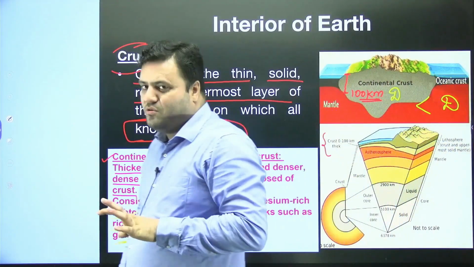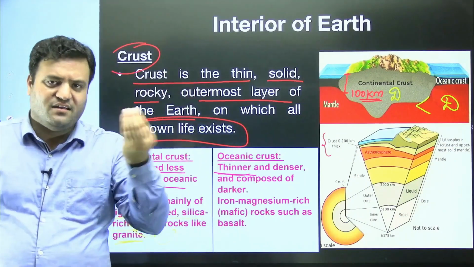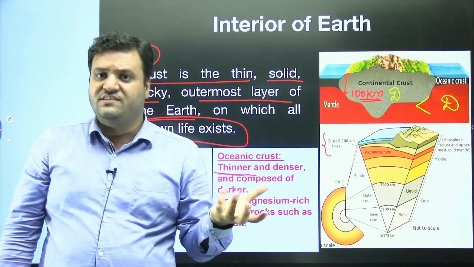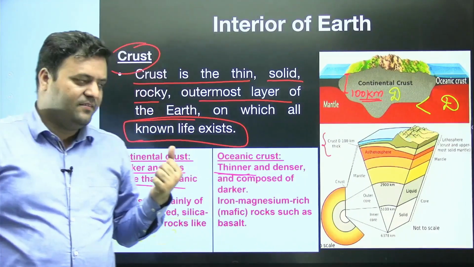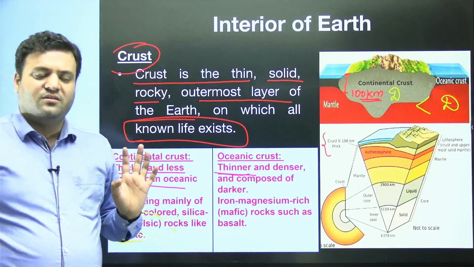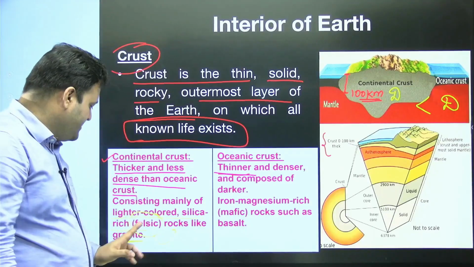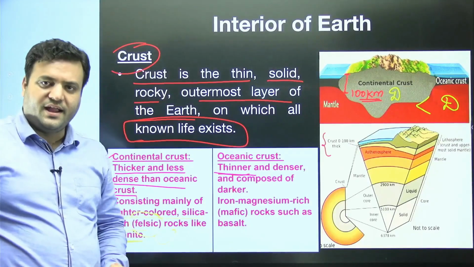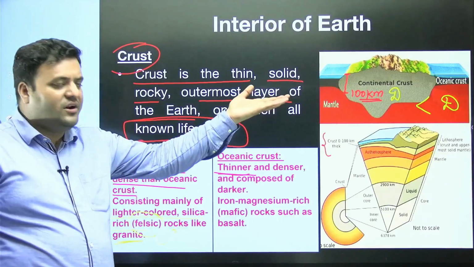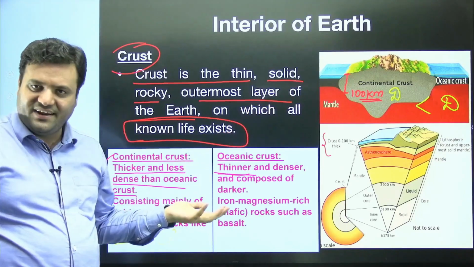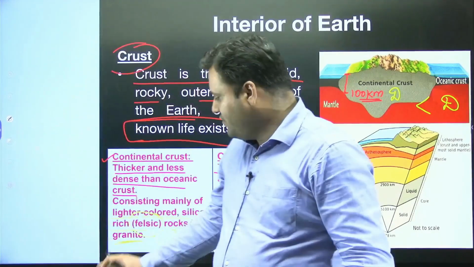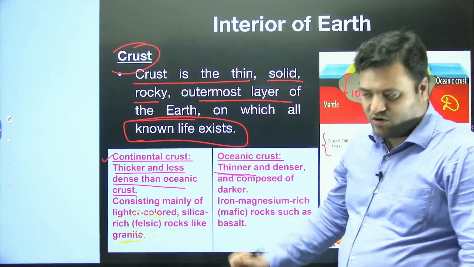And silica, the sand which we used to see, is one of the resemblances of silica, we can say. So when we have more silica content, that particular rock would be referred to as what? That would be referred to as felsic, and such rocks will be light colored. So continental crust is light colored, comprised of felsic kind of rocks and granitic rocks.